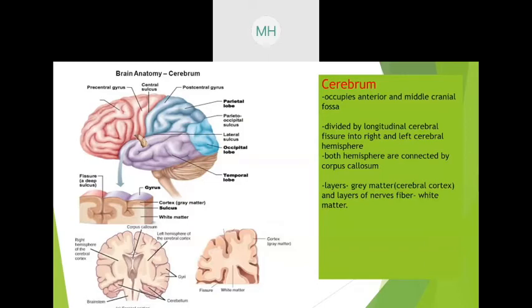We have a longitudinal fissure. It divides 2 cerebral hemispheres. Then transverse fissure, it separates the cerebrum from the cerebellum. And Sylvian or lateral fissure, it divides the temporal lobe from the frontal and parietal lobe.